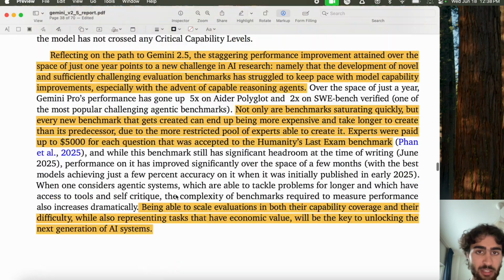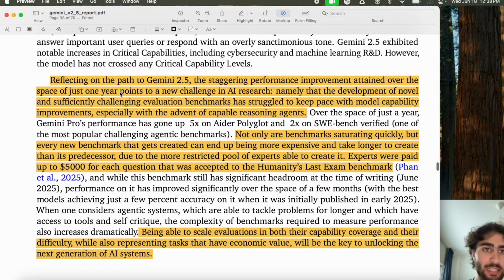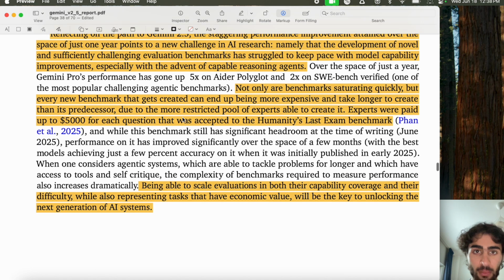And now we've pretty much reached the discussion section. So they say here that reflecting on the path of Gemini 2.5 has shown staggering performance improvement attained over the space of just 1 year. And this points to a new challenge in AI research, namely development of novel and sufficiently challenging evaluation benchmarks, because the current ones are struggling to keep pace with model capacity improvements, especially with the advent of reasoning models. Furthermore, not only are benchmarks starting to saturate quickly, but every new benchmark that gets created can end up being more expensive and take longer to create than its predecessor.